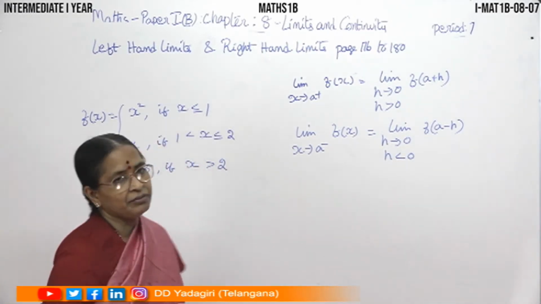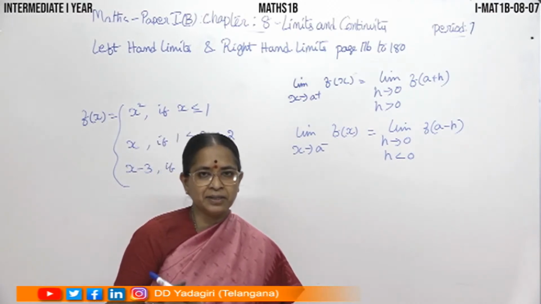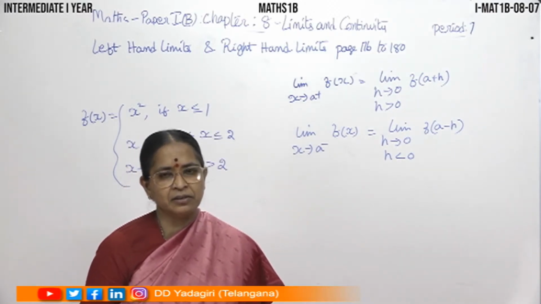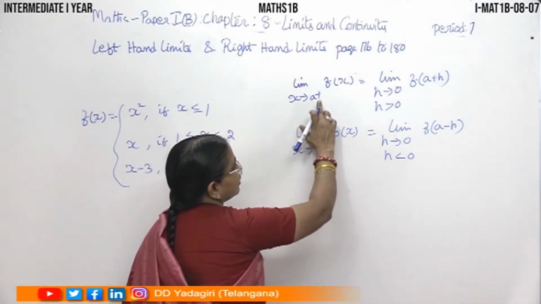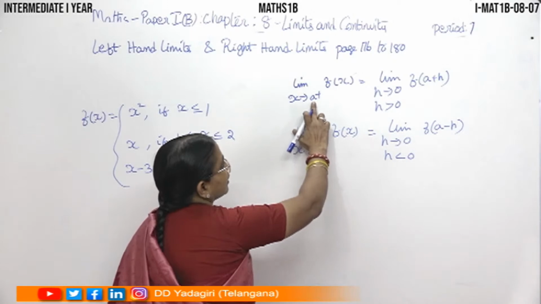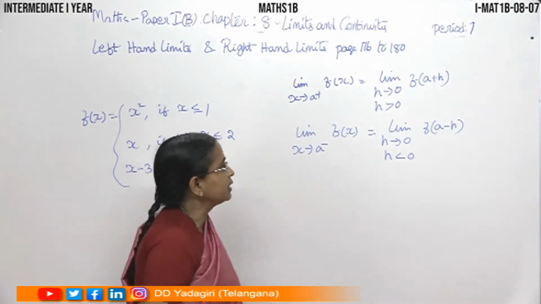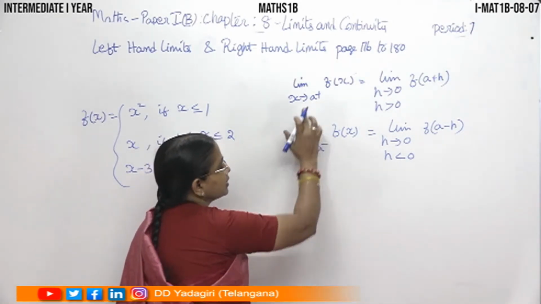Okay. So here we have left hand limits and right hand limits. This I explained in the first period or second period. So we have like this: left limit is denoted by a minus, right limit is denoted by a plus. f of x tending to a minus, a plus.